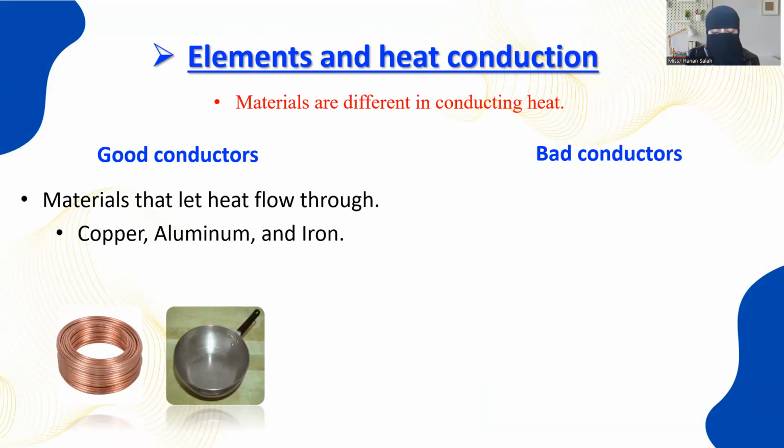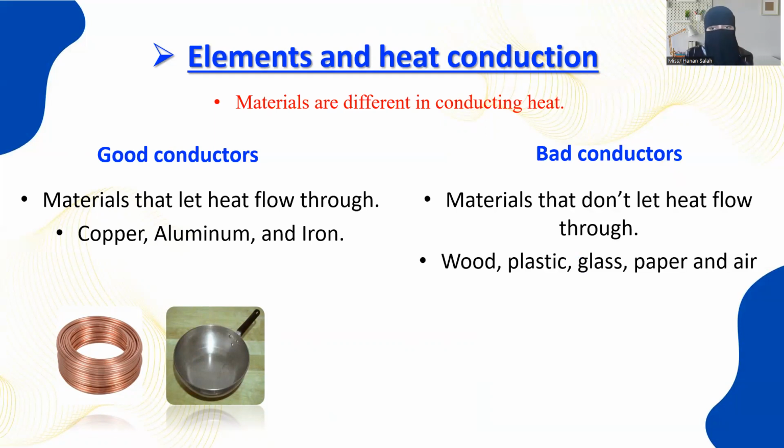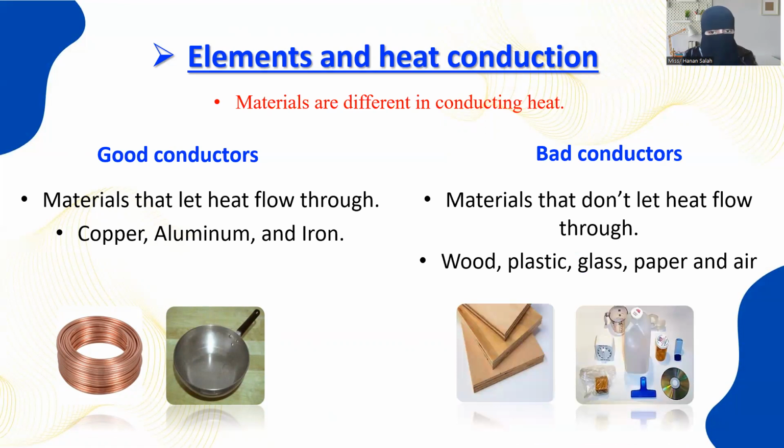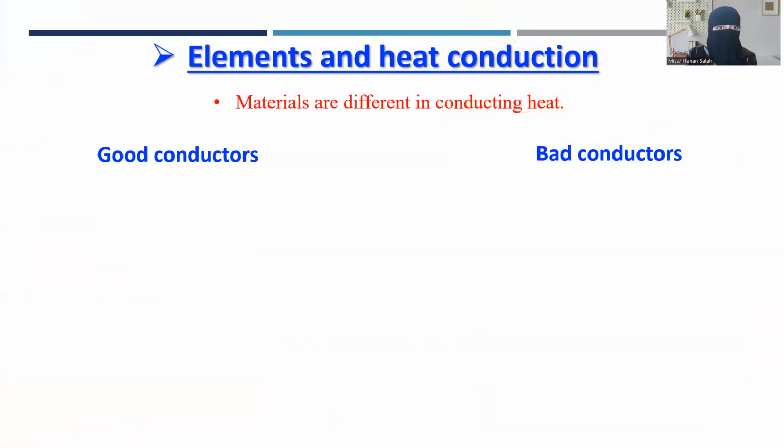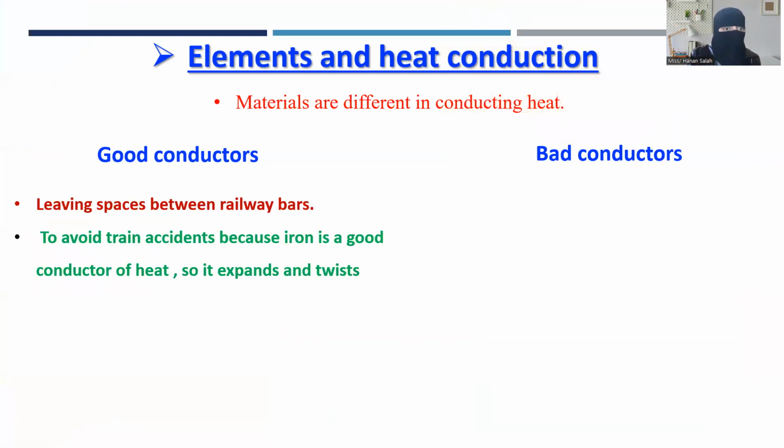But bad conductors don't allow heat to flow through. Like what? Like wood, plastic, glass, paper, air, and so on. So you have good conductors and bad conductors. What about the life applications? Good conductors: you have to leave spaces between railway bars.